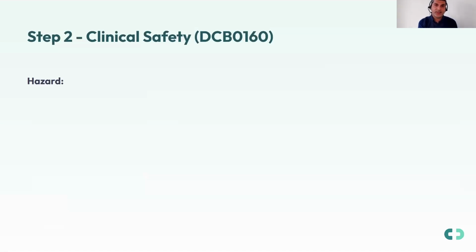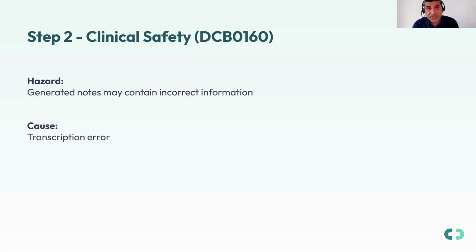So as an example, I've just got a couple of examples here that you might want to consider. For example, a hazard could be that the generated notes may contain incorrect information. What could the cause of that be? The cause could be transcription error, or it could be a hallucination by the AI tool. So these are causes that could cause that hazard.